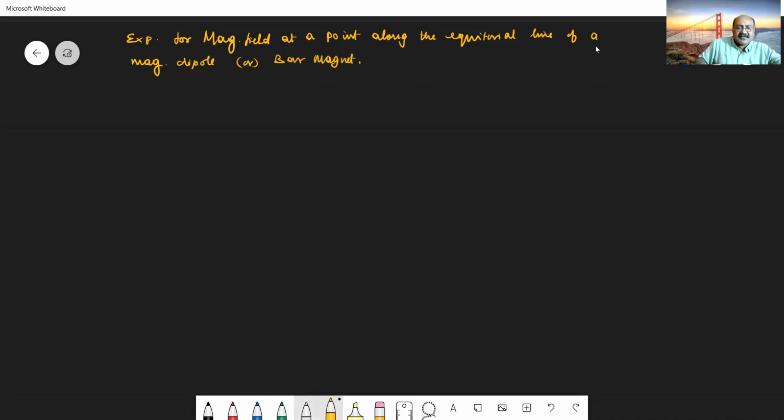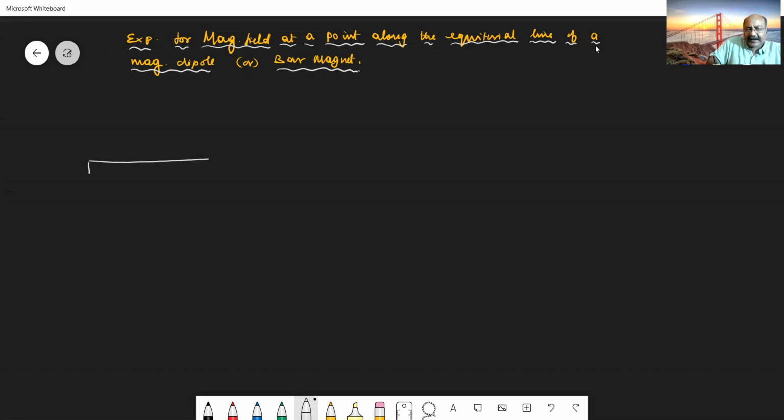In our last class, we studied the expression for the magnetic field at a point along the axial line of the magnetic dipole, and here we are going to determine the magnetic field at a point along the equatorial line of the magnetic dipole or the bar magnet. So in order to study this, first of all, let us consider a bar magnet.